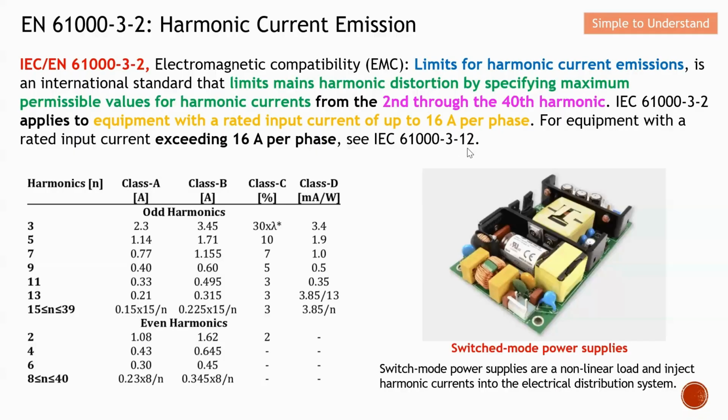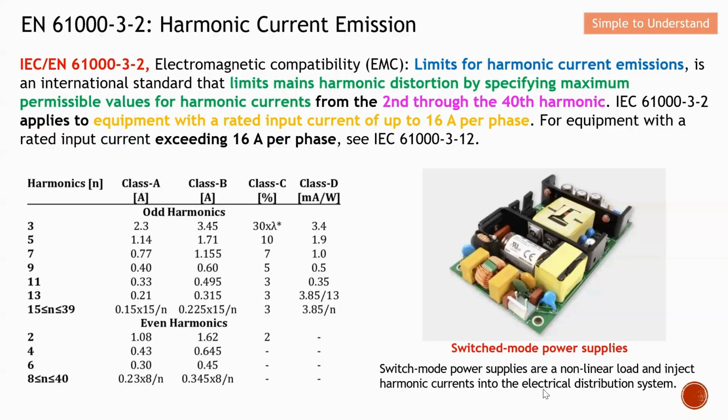So basically, you probably ask, why do we need to worry about the current emission under the harmonics? Because nowadays, most of the power supplies we use are switch mode power supplies. These switch mode power supplies are non-linear, and therefore they inject a lot of different harmonic currents into the electrical distribution system. This is the mains.